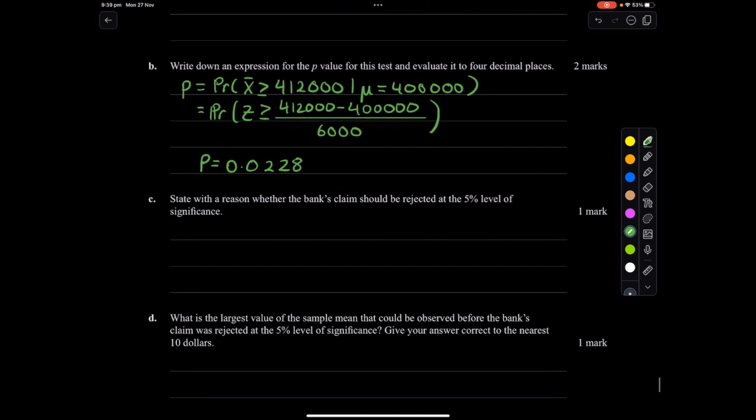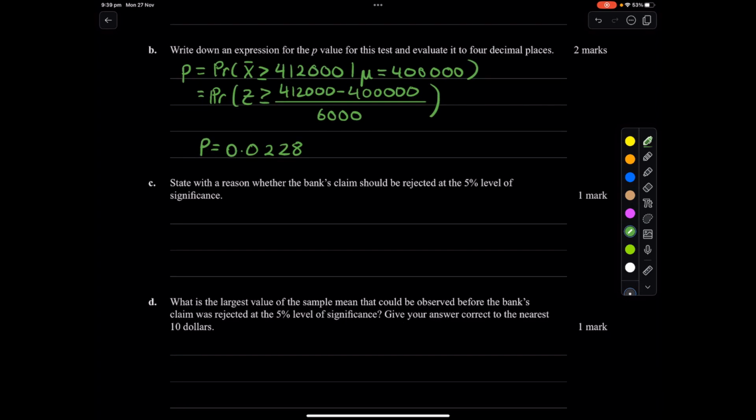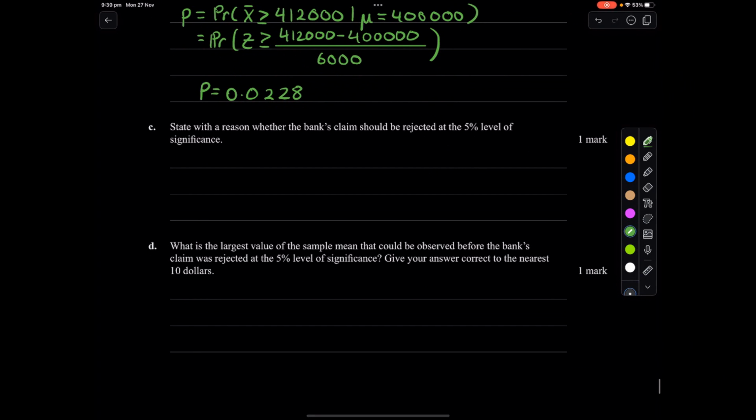State with a reason whether the bank's claim should be rejected at the 5% level of significance. For these kinds of questions, you just need to know this case. If p is less than or equal to alpha, which in this case is your level of significance, 0.05, then we reject the null hypothesis. If the p-value is greater than alpha, then we will accept.